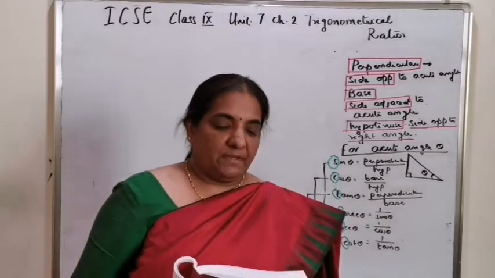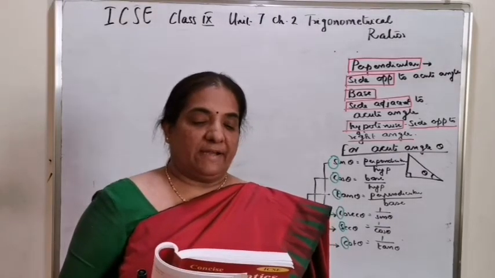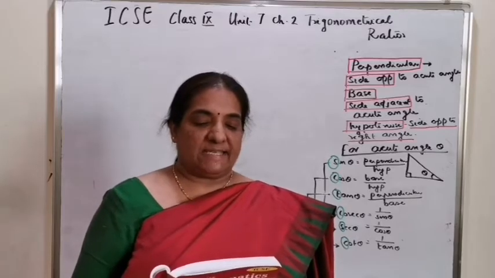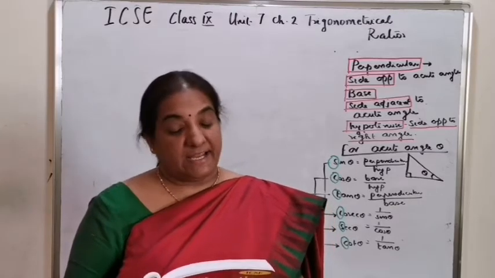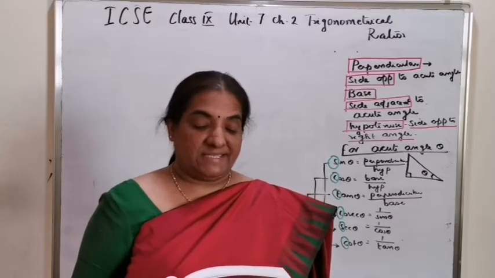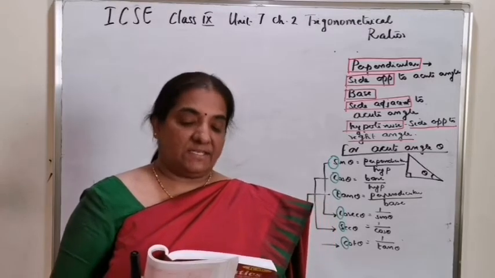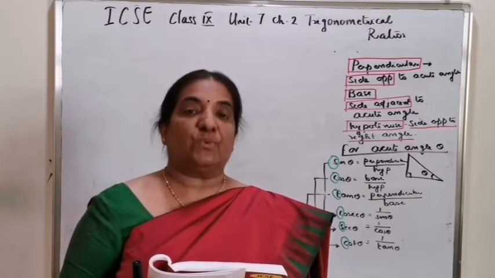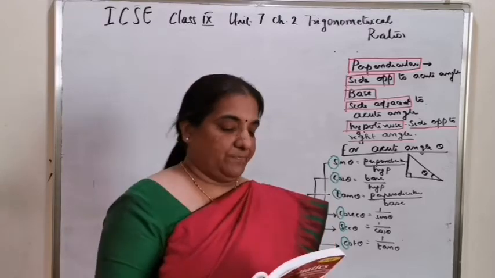Question 3. From the following figure, find the values of cos A, cosec A, tan square A minus sec square A, sin C, sec C, cot square C minus 1 by sin square C.